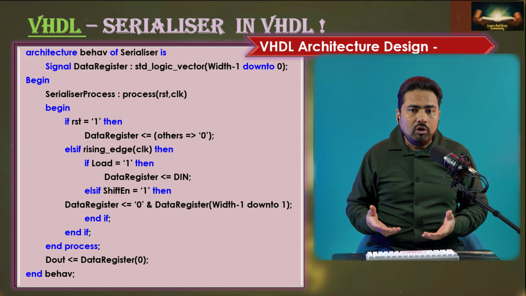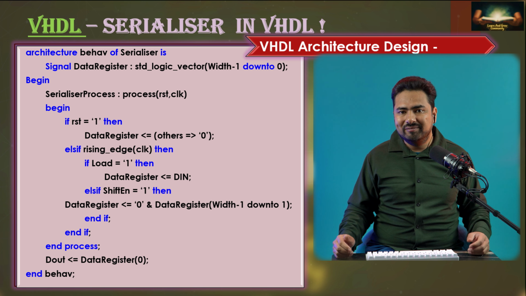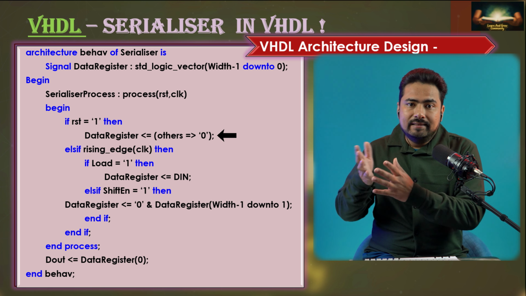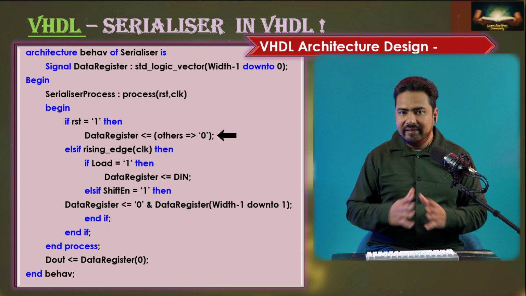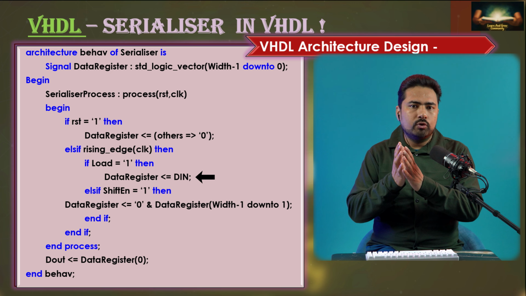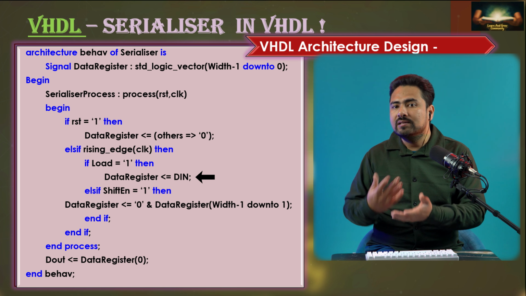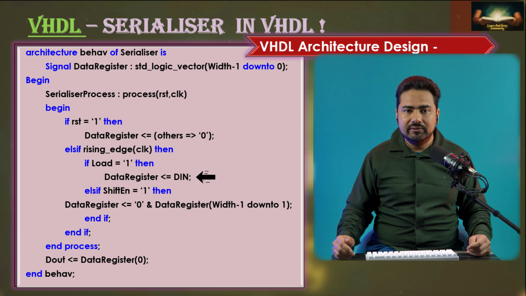So we cannot hardcode a fixed length value here. When reset is asserted, the data register is cleared, and after reset you are ready to capture your input data. Next step is when load is enabled or a load pulse is given, we want to load our input DIN data into the internal signal, which is the data register.